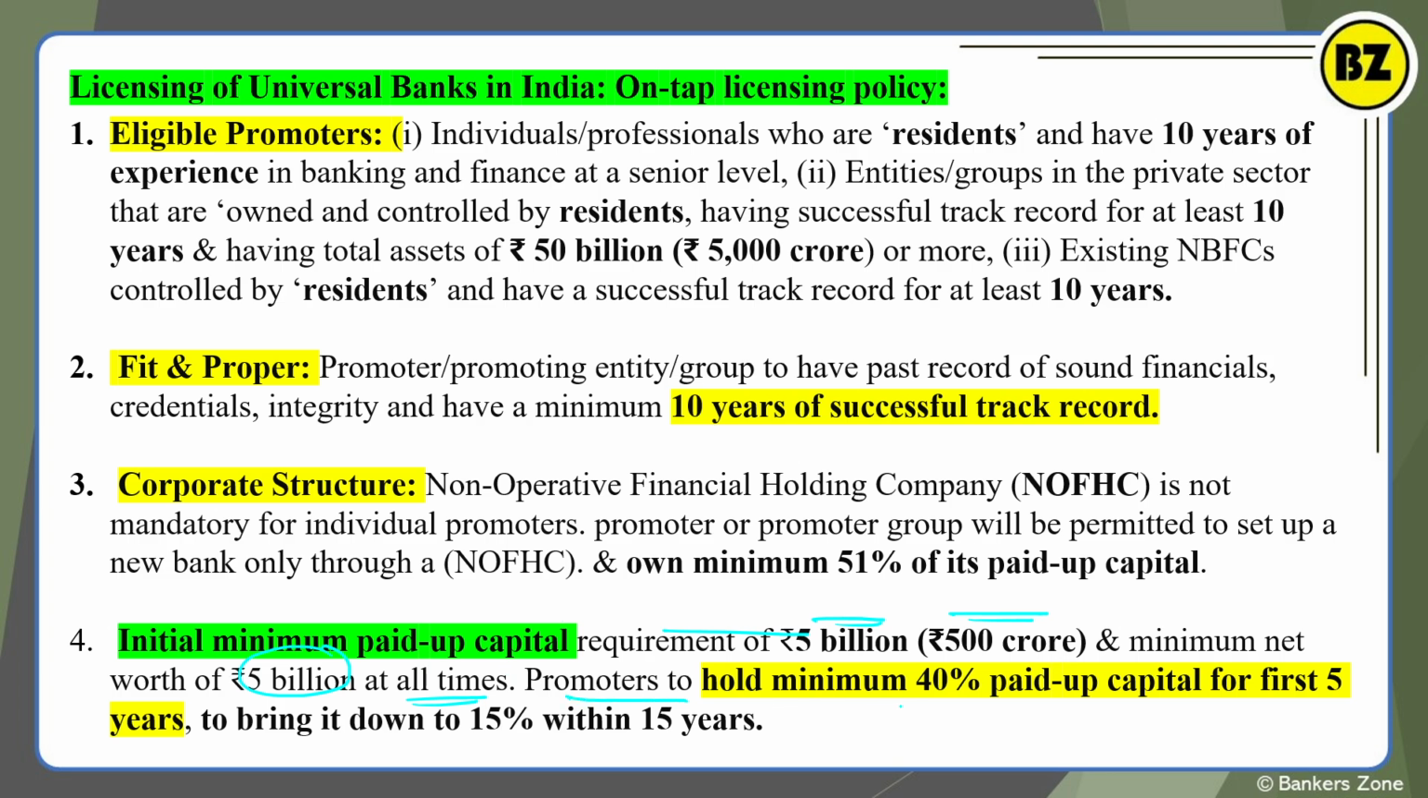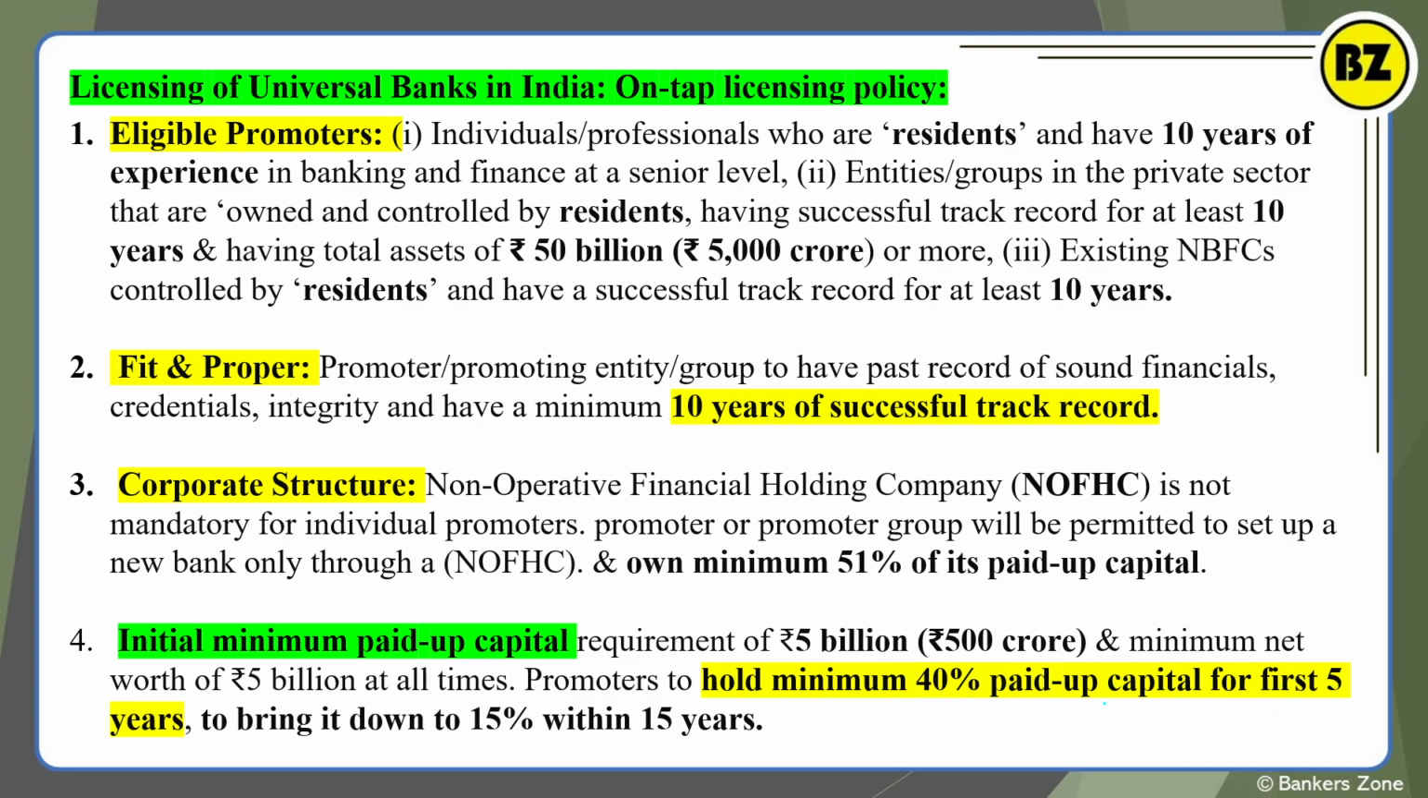Promoters are to hold a minimum 40% of the paid up capital for the first 5 years, and then they have to bring it down to 15% within the next 15 years, right? So for any bank you are going to open, maximum 40% you can have as ownership. Paid up capital here, simply understand it as the meaning of ownership. Up to 5 years you can hold, and the RBI is directing that within the next 15 years you have to bring your share down to 15%.